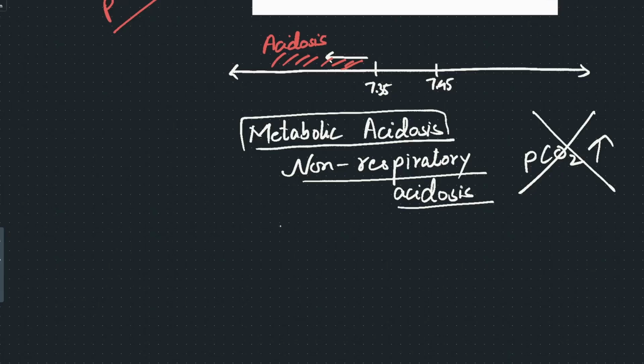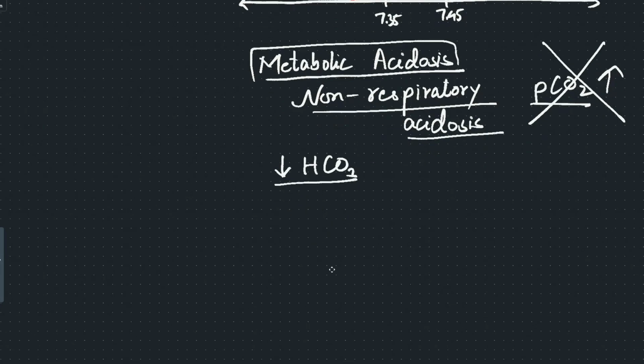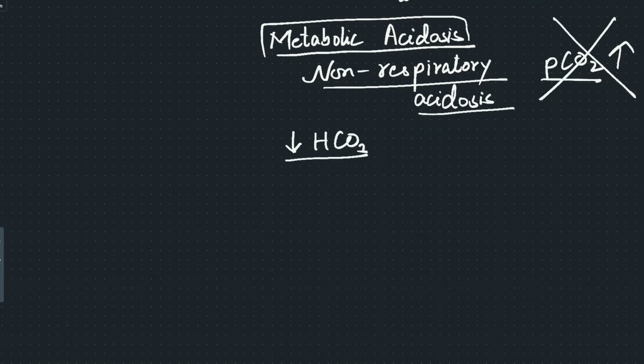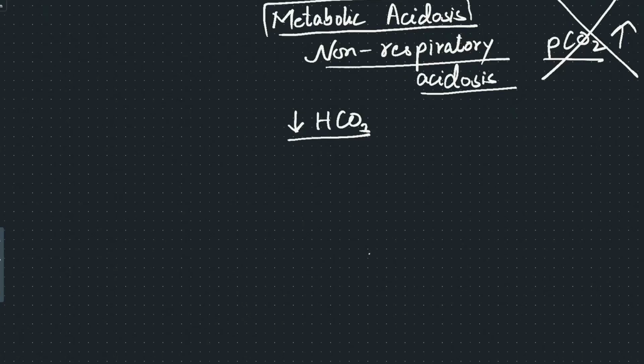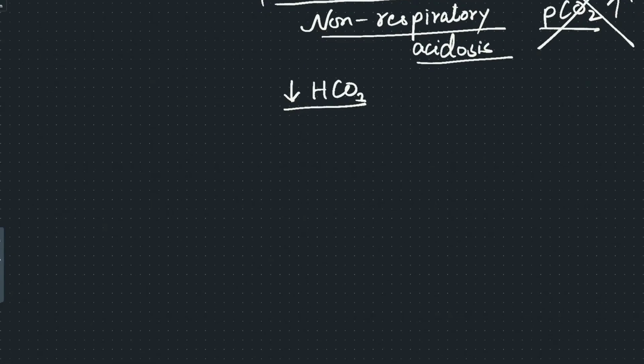Basically, metabolic acidosis has a decrease in bicarbonate ion. This is the main point. It is not PCO2, it is a decrease in alkali reserve. Obviously, if the alkali reserve is low, naturally there would be acidosis. It's very easy to understand. Now, how can bicarbonate become low? It's very easy to understand if you think about it logically.